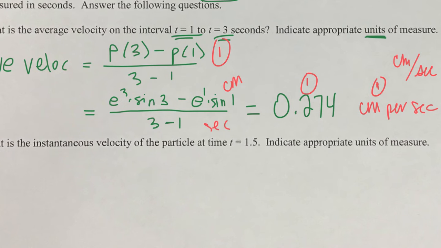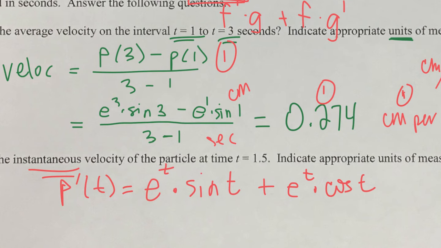Versus question 2, what is the instantaneous velocity at time t equals 1.5? Instantaneous velocity means we need to take the derivative of p. So p prime of t looks like we're going to be using a product rule since it's e to the t times sine of t. I'll be right back with that answer. Okay, using your product rule, this is the derivative of our position function: e to the t sine t plus e to the t cosine t. And now I simply have to replace t with 1.5, and I'm going to use my calculator to do that and get the answer.